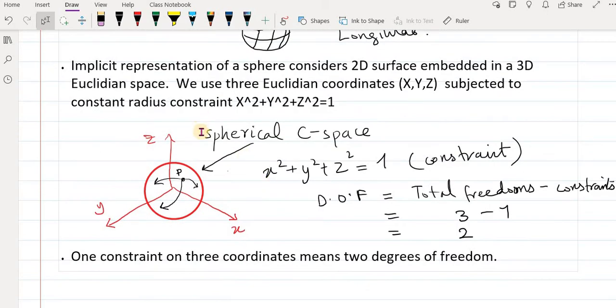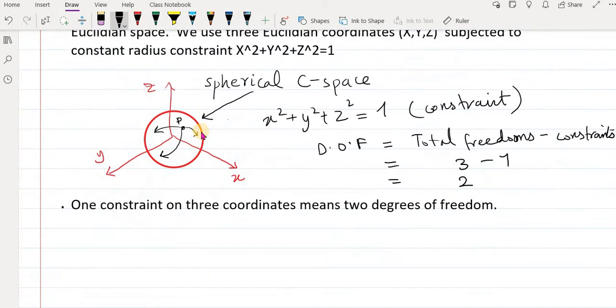This is the implicit parameterization, where we use normal Euclidean coordinates, but then we have to use some constraints. Here the problem is we have more coordinates and also one constraint.